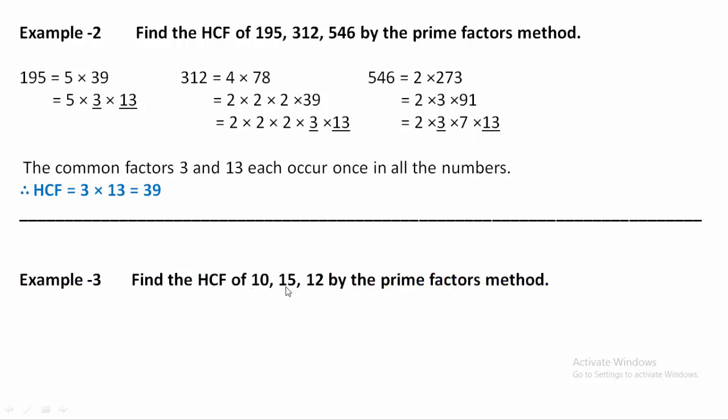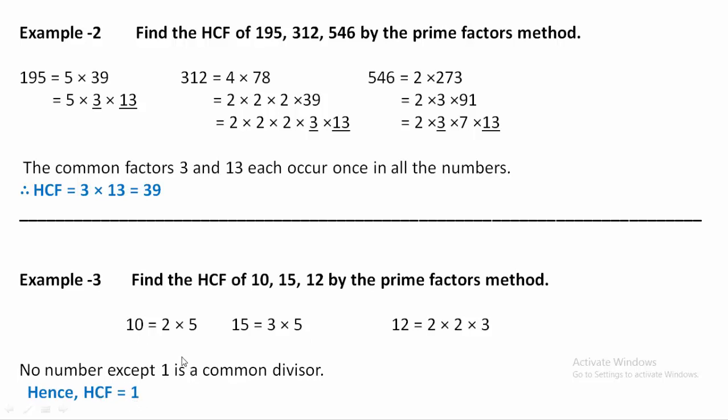Find the HCF of 10, 15, 12 by the prime factors method. Now here if you see the prime factors of the numbers, factors of 10 is equal to 2 multiplied by 5, factors of 15 are 3 into 5, factors of 12 are 2 into 2 into 3. If you observe the factors of 10, 15 and 12, nothing is common between them. It means in the prime factors not a single factor is common. That is why here the HCF is 1. Means whenever no number except 1 is a common factor, that time HCF is always 1.